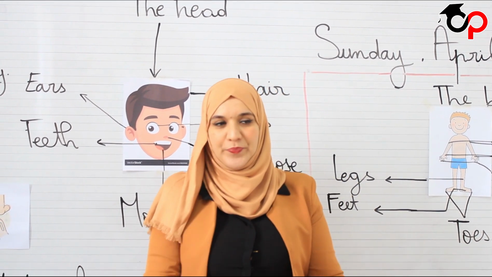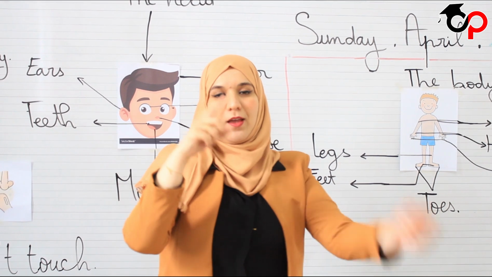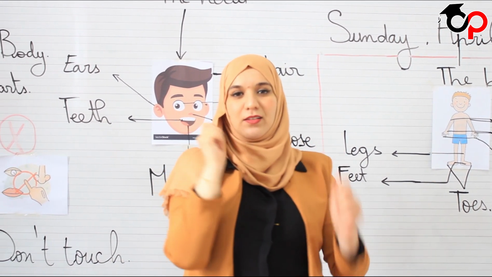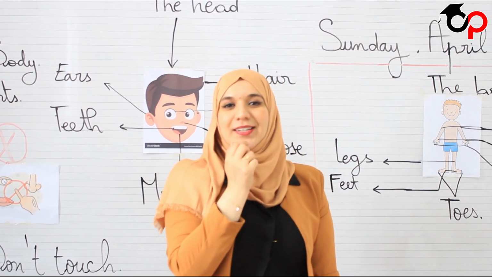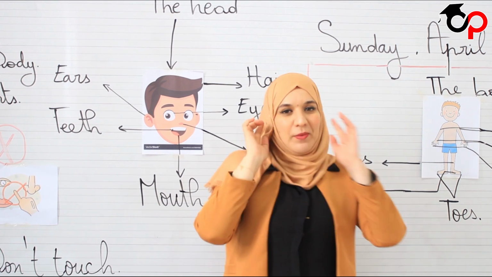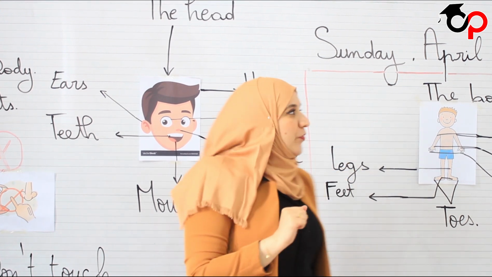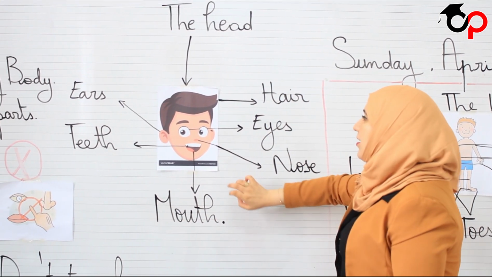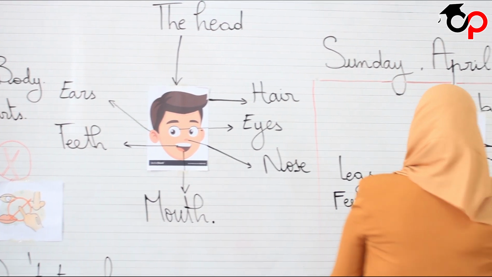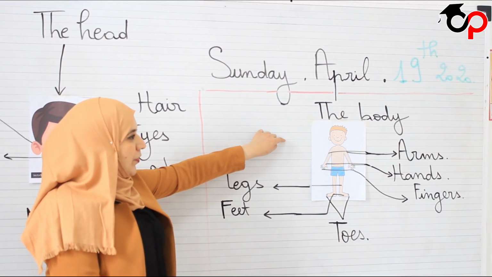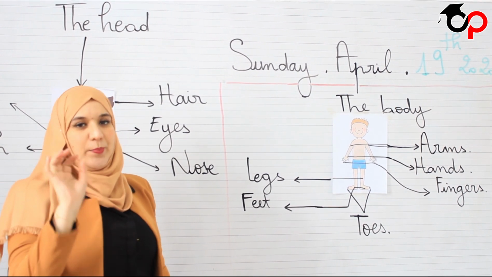Now please look at me carefully and listen, then repeat what I'm saying and what I'm doing. So, you say, this is my head, my eyes, my nose, my mouth, my teeth, my ears, my hair. So, these were the parts of the face that we dealt with in the last session before the holidays. Now, let's move to body parts, or some of the body parts.